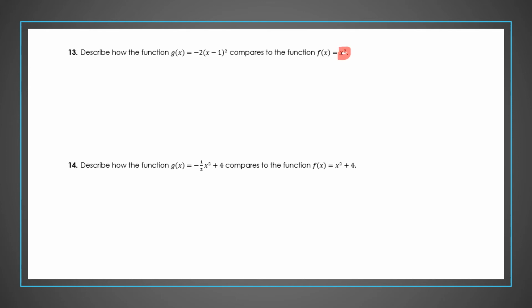The x is right here and the square is on the outside. So how is it different? What is in there? Well, the first thing I see is a negative. A negative will make the function reflect over the x-axis. It makes it open down, but the transformation is a reflection over the x-axis. So reflection over x-axis.